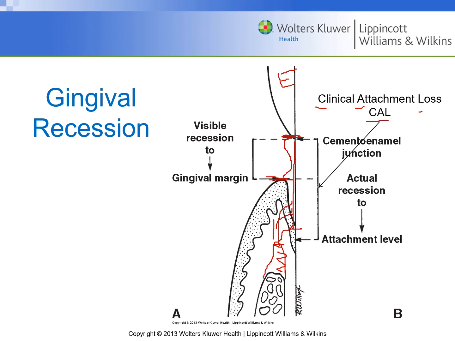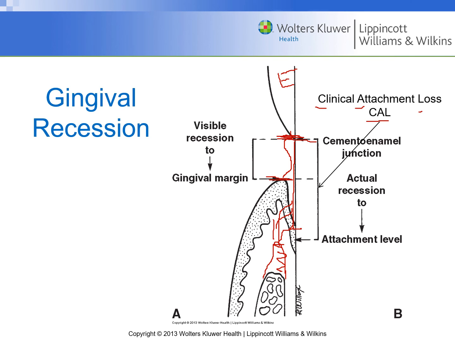So this would be the cemento enamel junction. This right here, the CEJ is what we call it. It combines the enamel with the cementum.